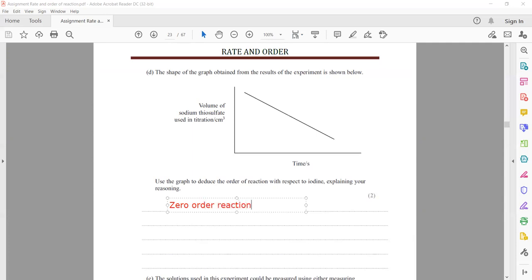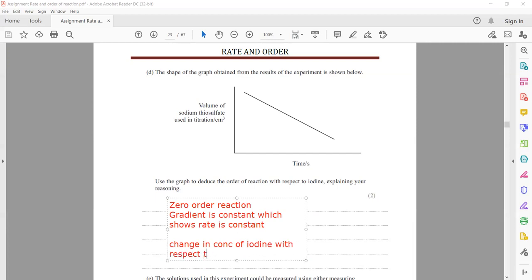And what is the reason for that? The slope is constant or gradient is constant, which shows rate is constant, or we can say the change in concentration of iodine with respect to time remains same. That's why it is a zero order reaction.